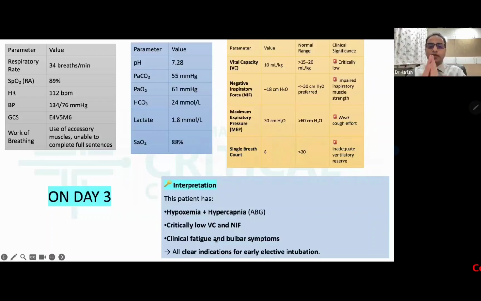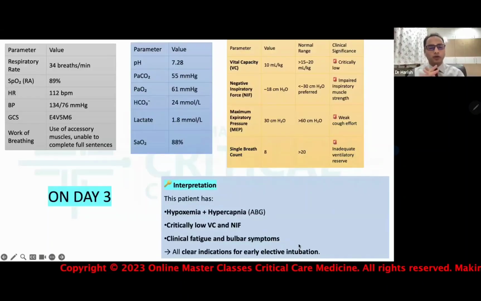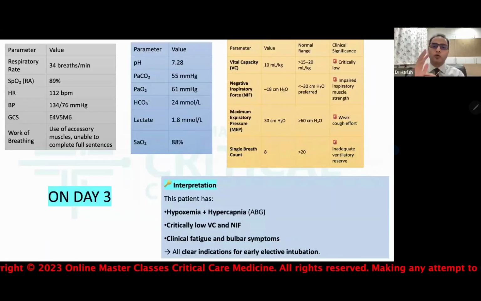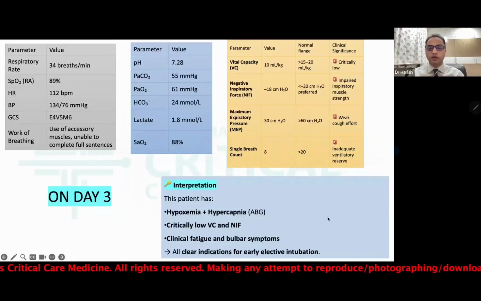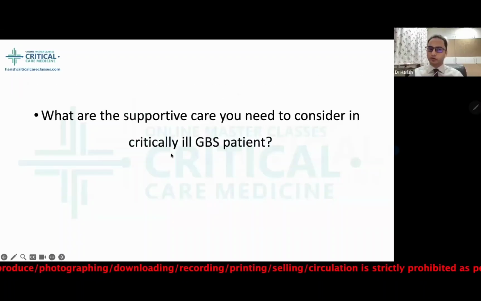He is having fatigue, bulbar symptoms are there, and he is unable to complete a full sentence. So these are the clear indications. So definitely he requires elective intubation. Okay, so this is the data from our patient, who is at the verge of requiring intubation and mechanical ventilation. So this patient is intubated because of his respiratory failure.